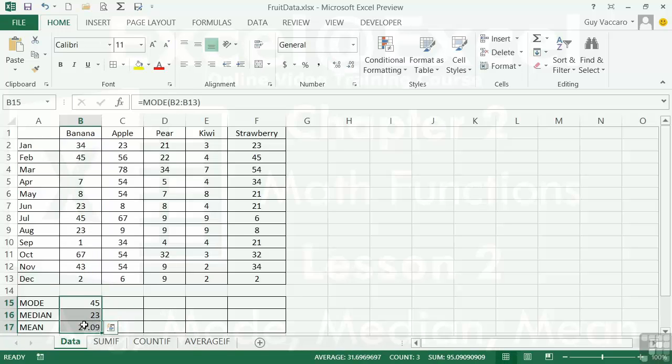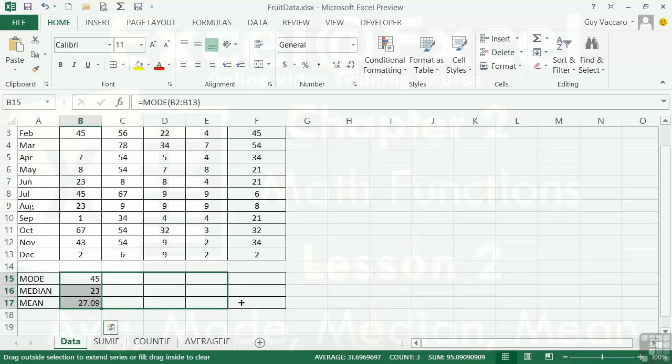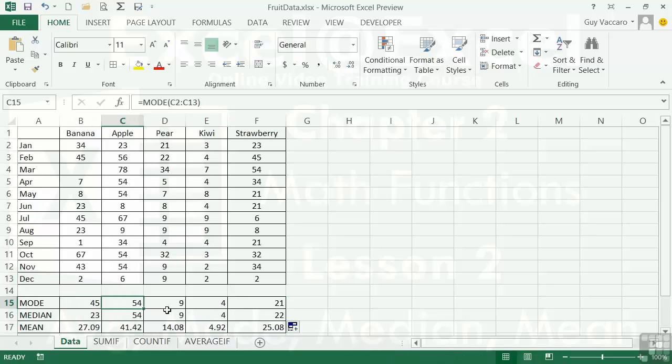We can then take all three of those and replicate them across all of our different fruit, and we find it returns obviously different values. Everything is relative. Now there is one little caveat with the mode.